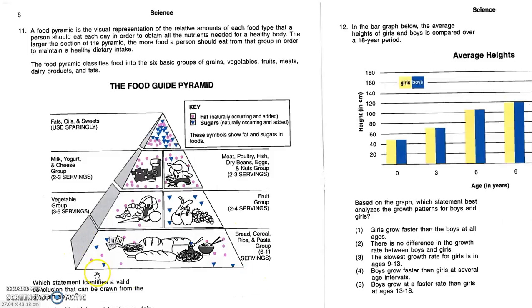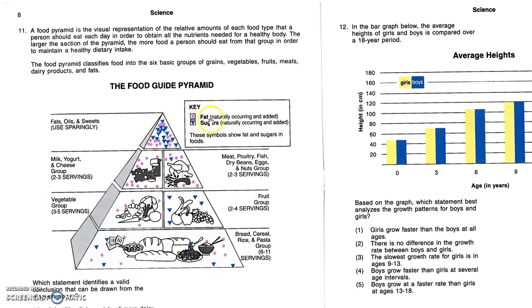So the biggest portion we should consume is this part down here, and it says 6 to 11 servings. So a serving is basically a portion of food. After the cereals, we have the group of vegetables and fruits. And then the next group is meats and dairy products. So here we have meat, poultry, fish, dry beans, eggs. And the dairy products are milk, yogurt, and cheese. And then on top, the smallest portion, fats, oils, and sweets.